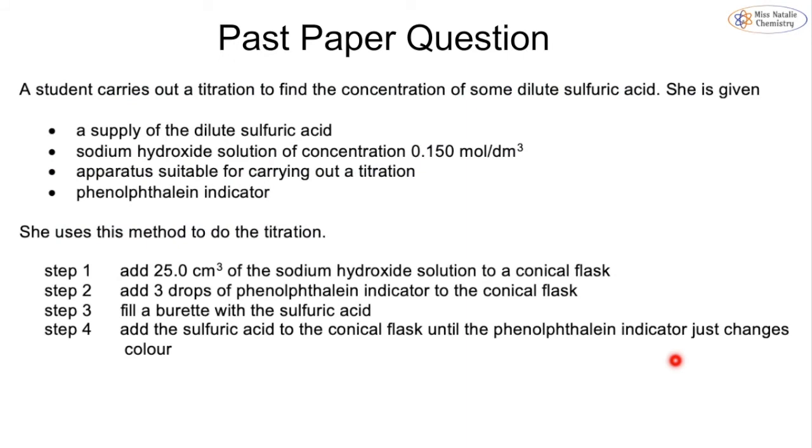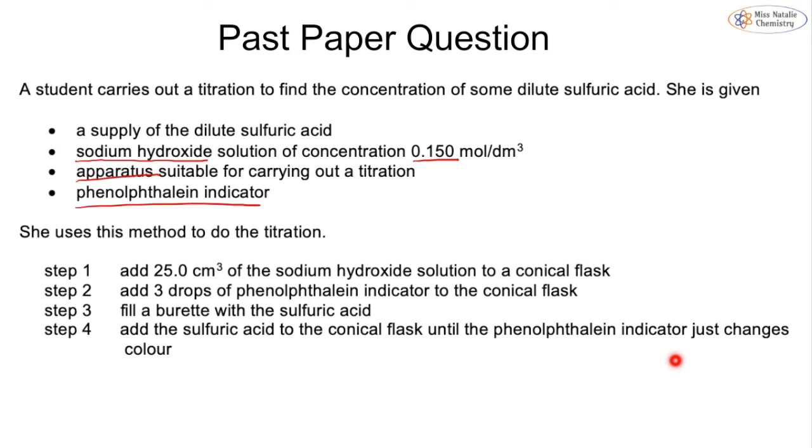Let's now look at a past paper question. A student carries out a titration to find the concentration of some dilute sulfuric acid. She's given the sulfuric acid, some sodium hydroxide of a specific concentration, the suitable apparatus, and a phenolphthalein indicator.